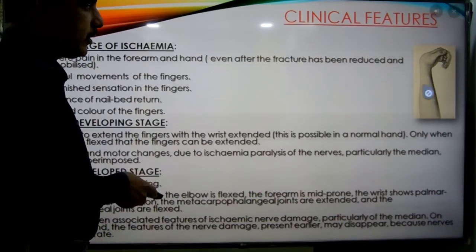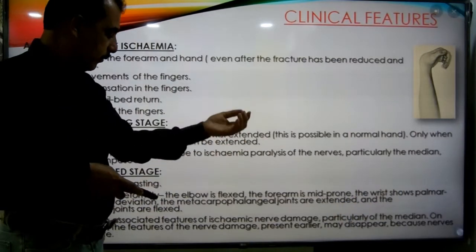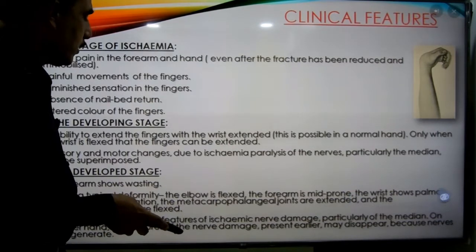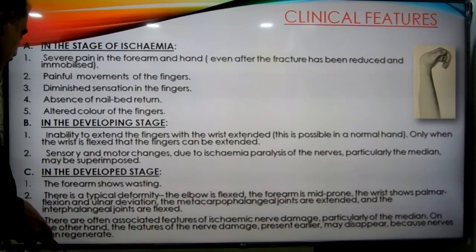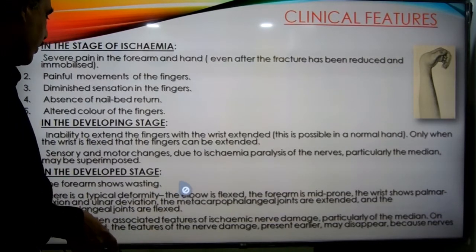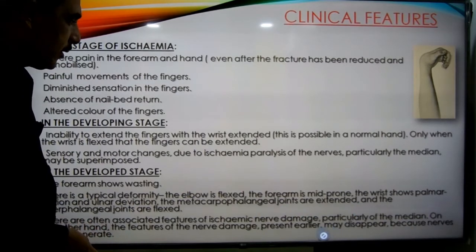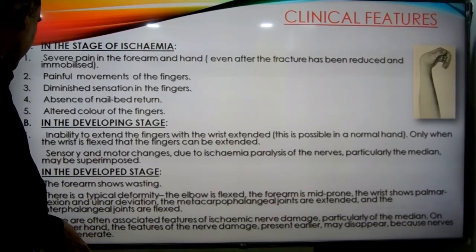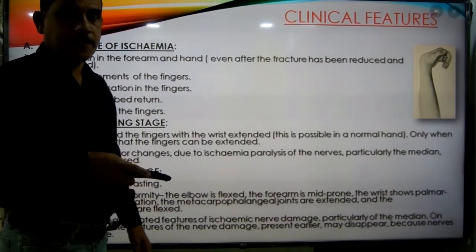In this figure, the elbow is not seen. The elbow is flexed, and the forearm is in mid prone position. And the wrist shows palmar flexion and ulnar deviation, and the metacarpophalangeal joints are extended, and the interphalangeal joints are flexed. Do you get it?